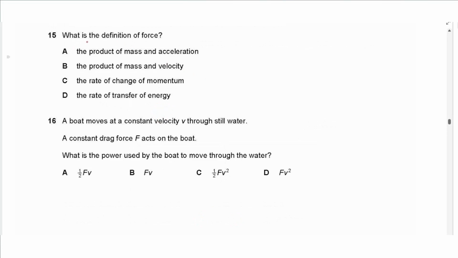Question 15 says, what is the definition of a force? It is the rate of change of momentum, and we have that at C, so this is the answer. Question 16 says, a boat moves at constant velocity v through still water. A constant drag force F acts on the boat. What is the power used by the boat to move through the water? Power is equal to force times velocity, so we choose B.